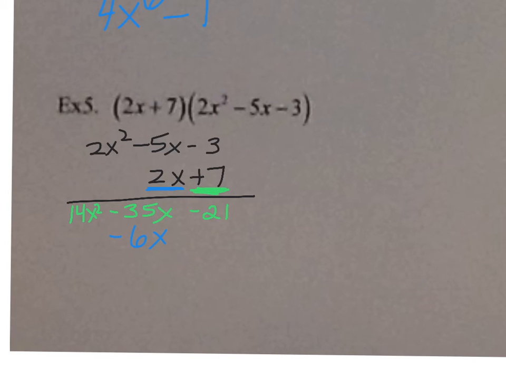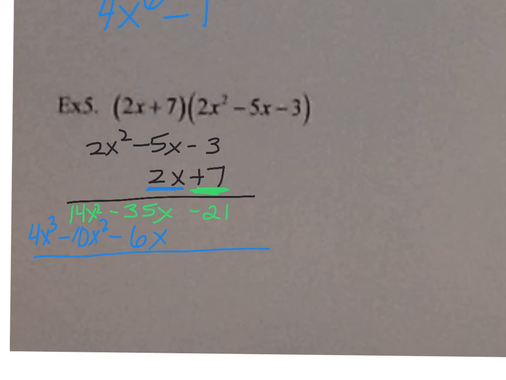All right, so let's go to the next one. 2x times negative 5x. That's negative 10x squared. So I put it right below the 14x squared. So they match up. And then I have 2x times 2x squared. That's 4x to the third.